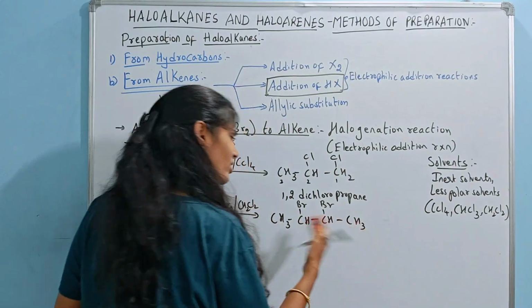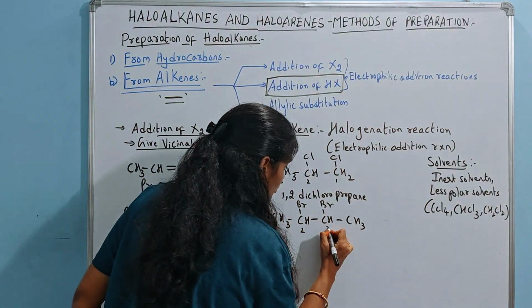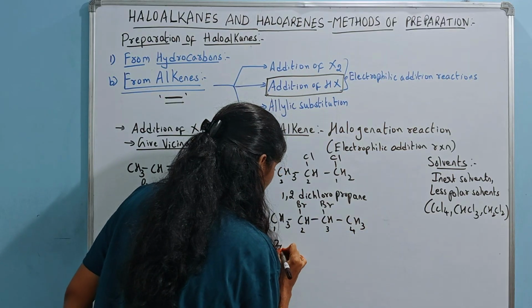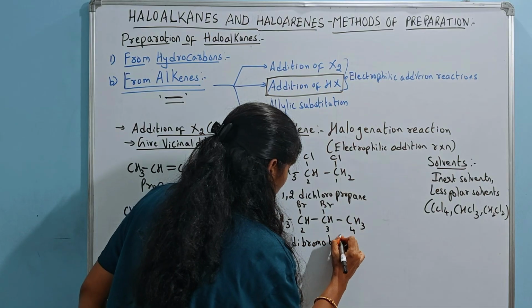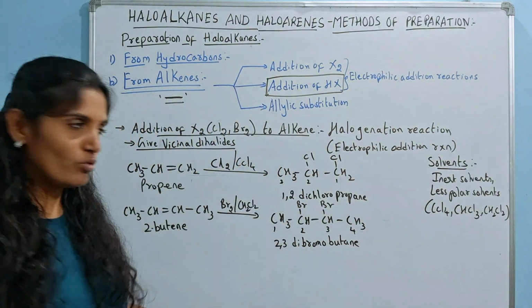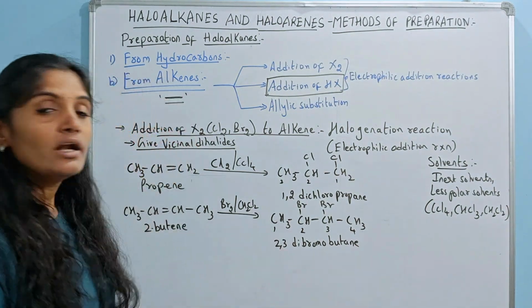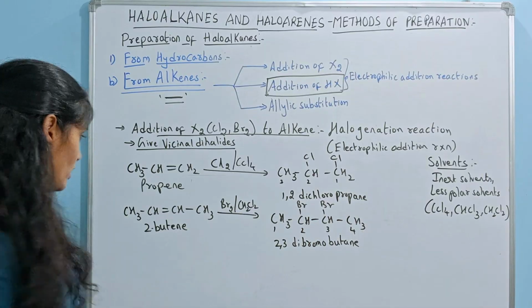What will be the name from this? I can number from either side because it is a symmetrical molecule. So 1, 2, 3, 4. What will be the name? 2,3-dibromobutane. Now I'll tell you a very important thing here.